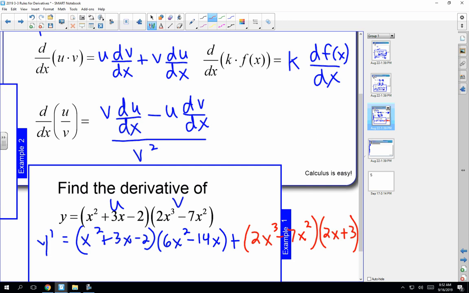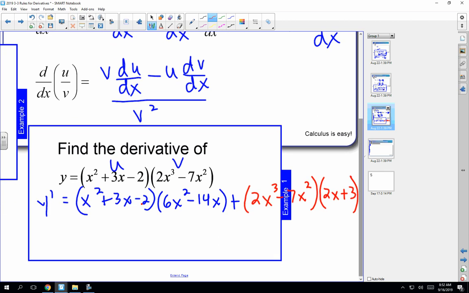Any questions on that one? Once again, copy down this guy right here, and then times the derivative of the other, plus copy down the other, times the derivative of the first. All right. Let's do a quotient rule example.